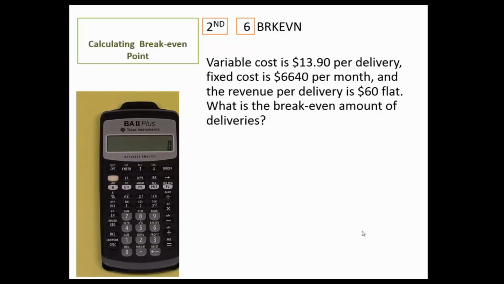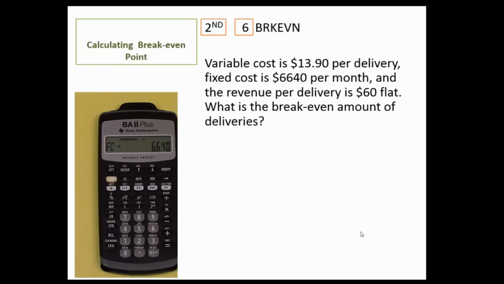Now we will explore how to calculate the break-even point using variable and fixed costs and revenue. Variable cost is $13.90 per delivery, and fixed cost is $6,640 per month. And the revenue per delivery is $60 flat. What is the break-even amount of deliveries?